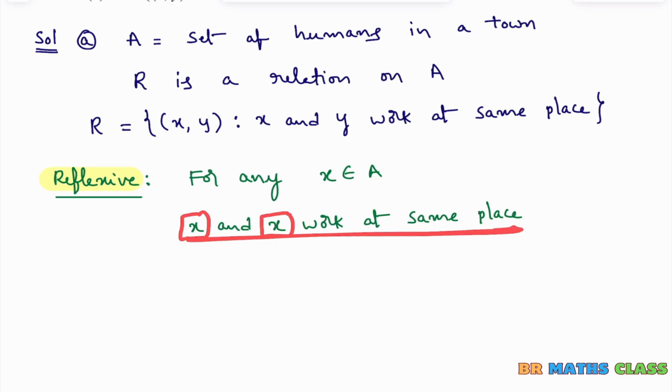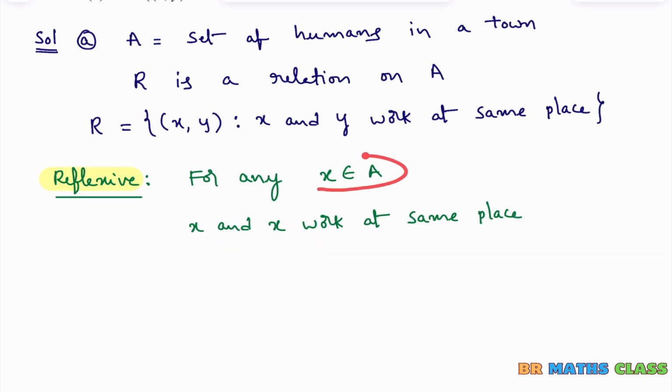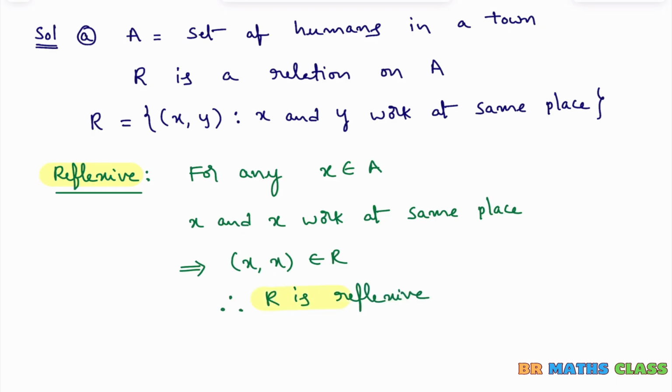Actually, it's funny to think about it. X and x work at the same place is true. For any x belongs to A, x and x work at the same place. From this, we can write that the ordered pair x comma x belongs to the relation. So, we came to know that for any x belongs to A, the ordered pair x comma x belongs to this relation. So, I can say that this relation is reflexive. Therefore, the relation R is a reflexive relation.